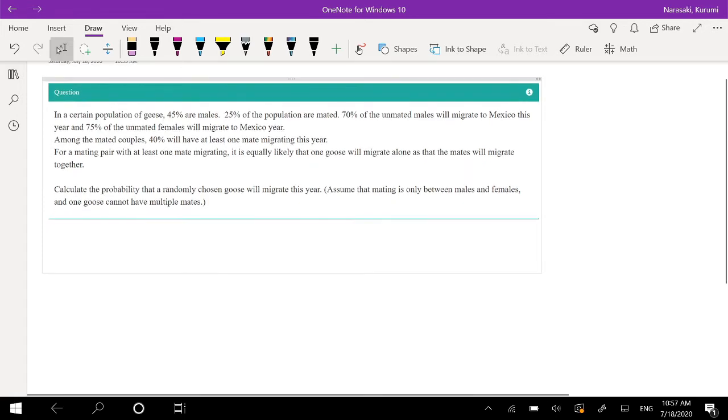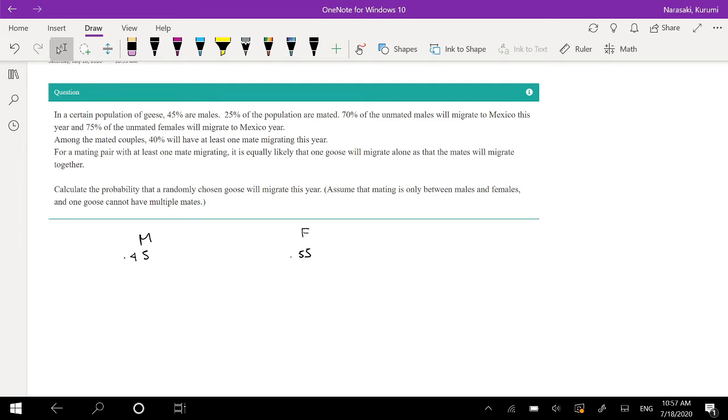Okay, I think I'm gonna make a little chart. So male, we have 45% that is male, and then female is the other part, right? Because there's 0.55. Okay. 25% of the population are mated.